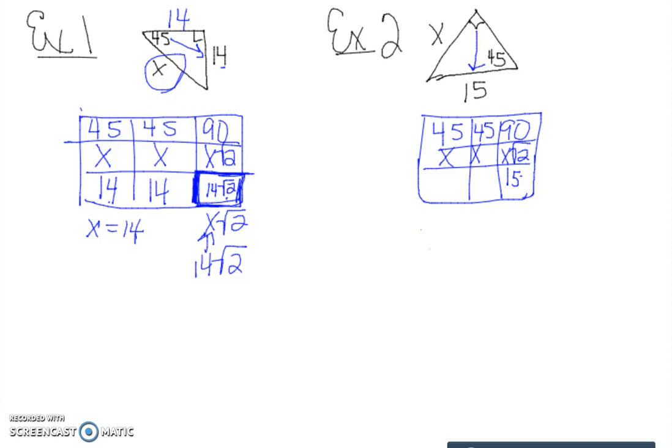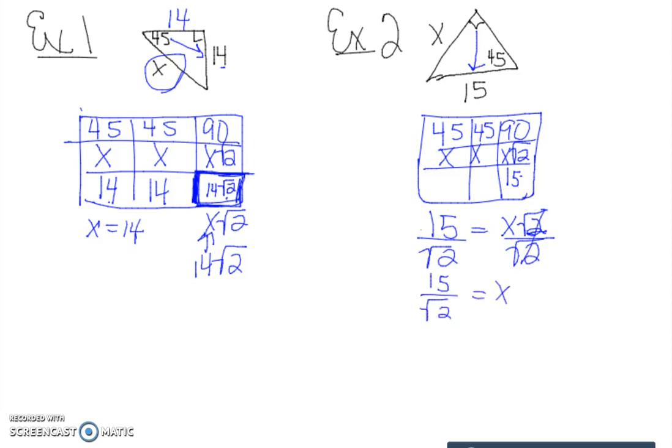Okay, so 15 is x square root of 2. So that's how we set up to solve the problem. So if I'm going to solve for x, that means I need to get rid of square root of 2, and I'm going to divide by square root of 2. Now, 15 over the square root of 2 is x.